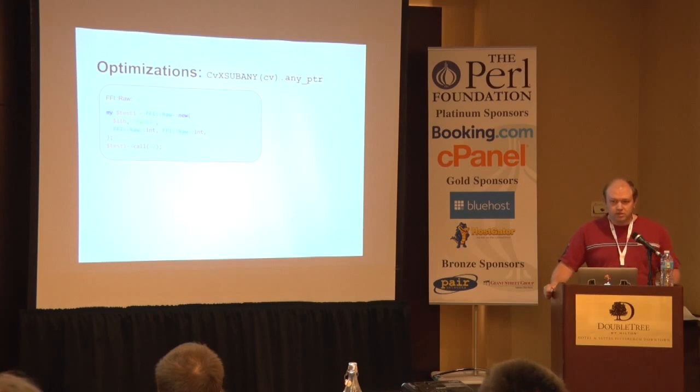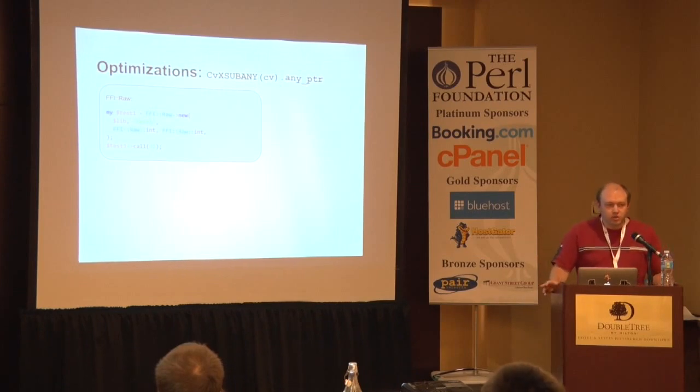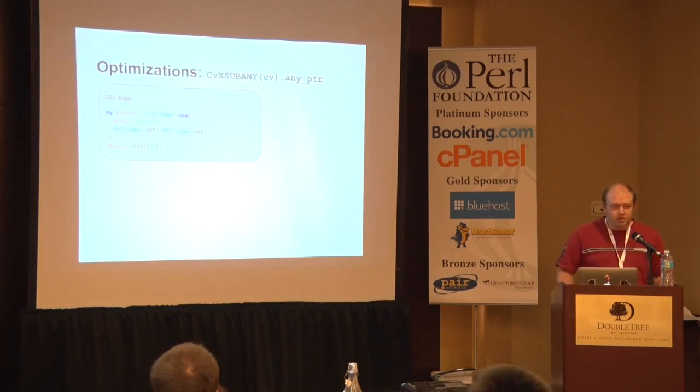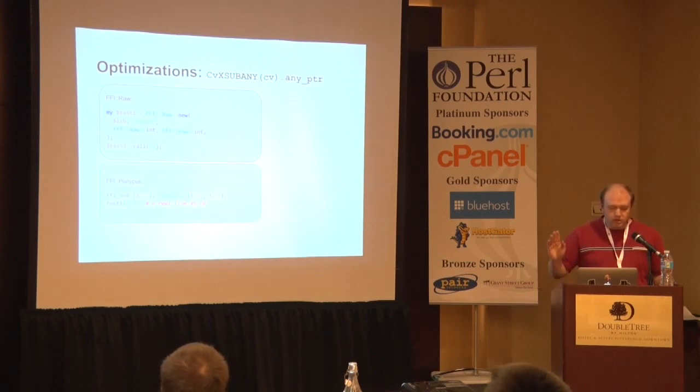Another thing you can do is start working on the FFI layer itself. I showed you the FFI raw example. I started working on an experimental FFI interface as a potential replacement, and I called it, of course, FFI Platypus, because I'm obsessed with platypus. One of the differences in the interface is that I create a real live Perl subroutine in your namespace.